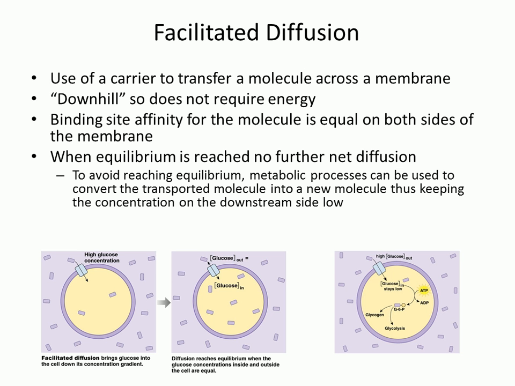If we want to move materials into the cell, we have to maintain that concentration gradient. So once something moves in, we're starting to decrease that gradient, so we have to do something on that downside to make sure that we maintain the steepness of the gradient. So when equilibrium is reached, there is no further net diffusion, so we have to compensate for that or make adjustments.